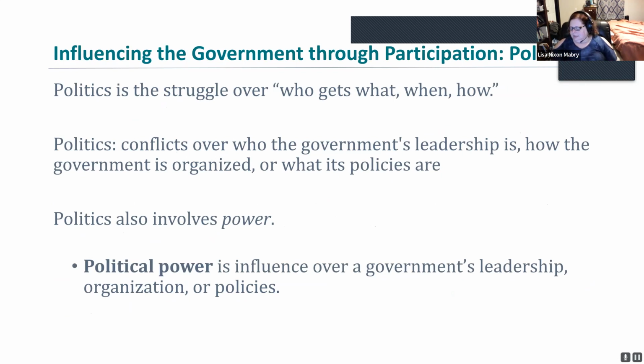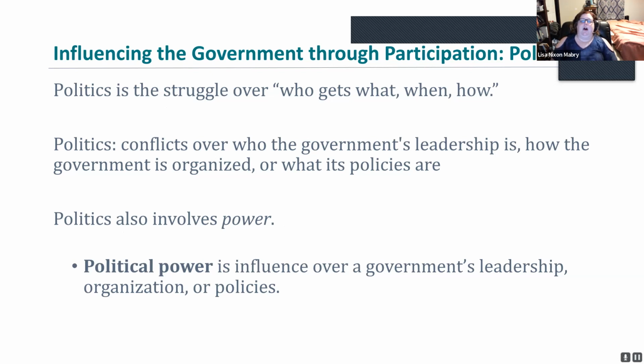So politics, like I mentioned before, is an integral part of government, whether people want to hear that or not, it's true. Politics is the struggle of who gets what, when, and how. Like who gets what power, who gets what benefits, who gets whatever it is that the topic is about. When do they get that? How do they get that? How much do they get? For how long do they get that? We'll talk about that a lot over the semester.